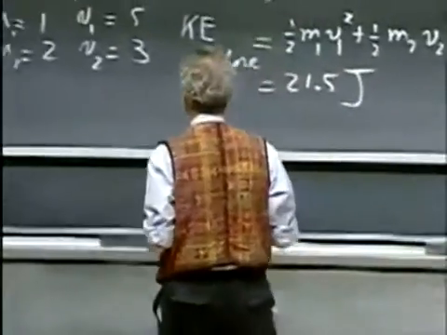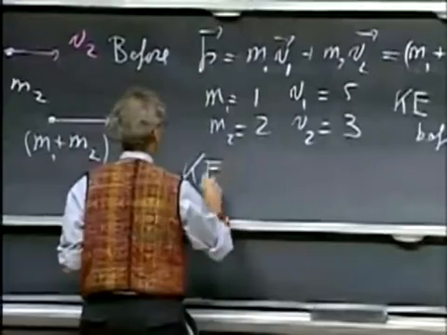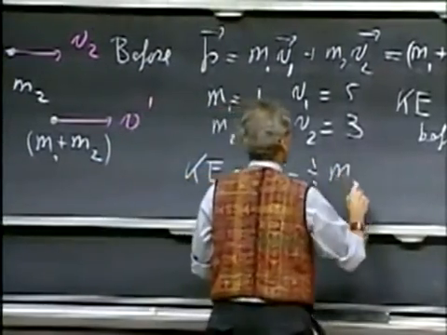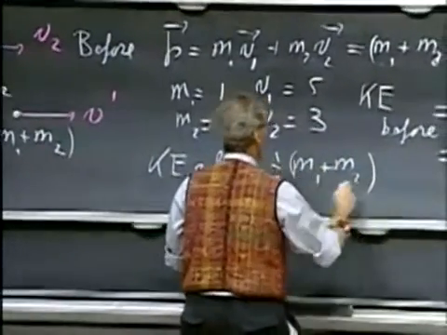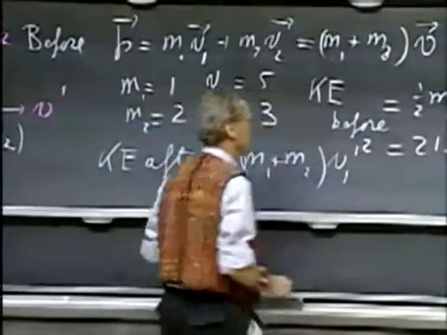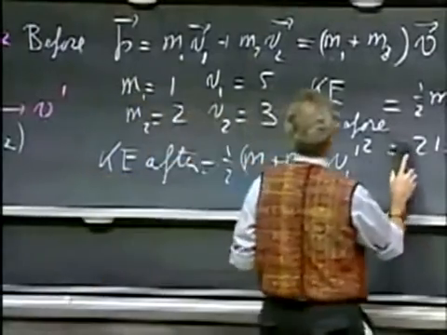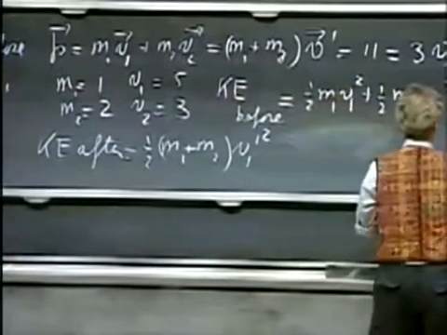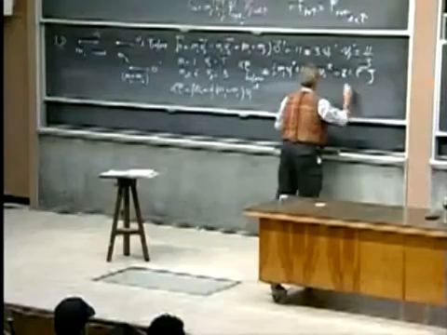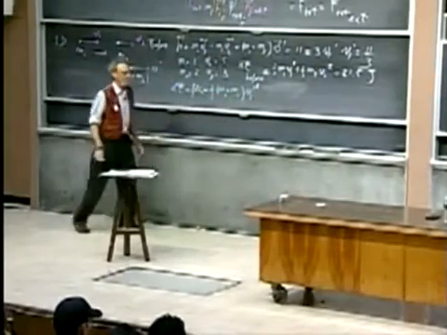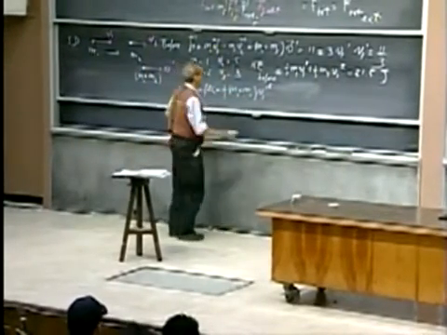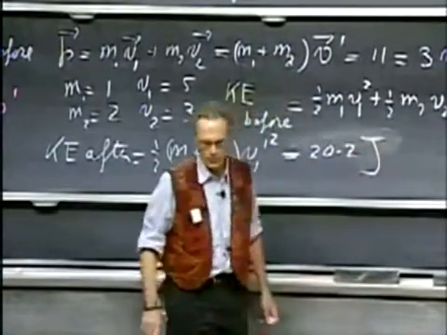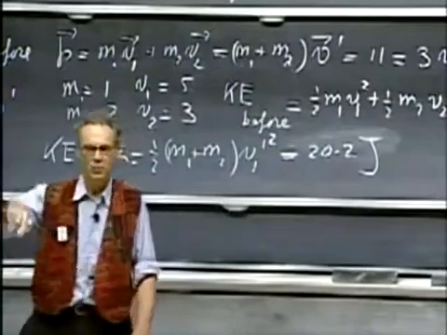Let's take a look. Kinetic energy after the collision. That would be 1/2 (m1 plus m2) times v prime squared. Would we agree? Let me write this at a different location. So this was the 21.5 joules. Well, you can do this as well as I can. We know what V1 prime is. That is 11/3. And you will find that this number equals 20.2 joules. So the kinetic energy went down.